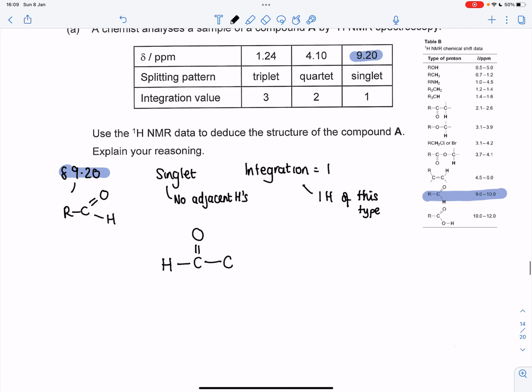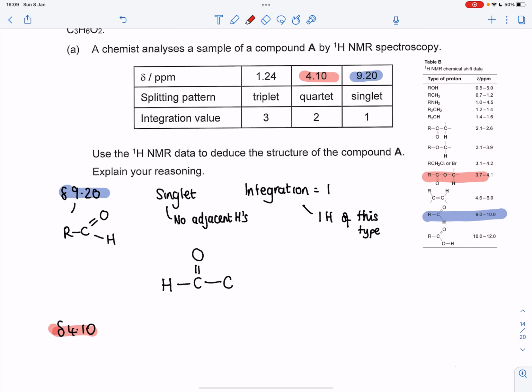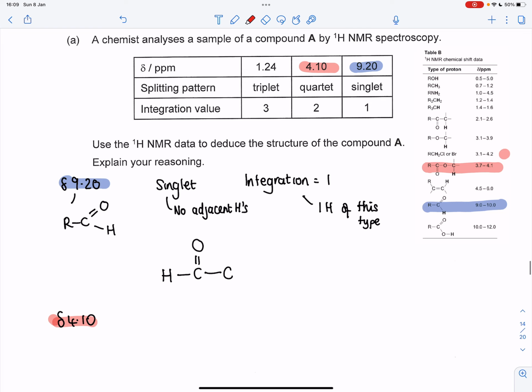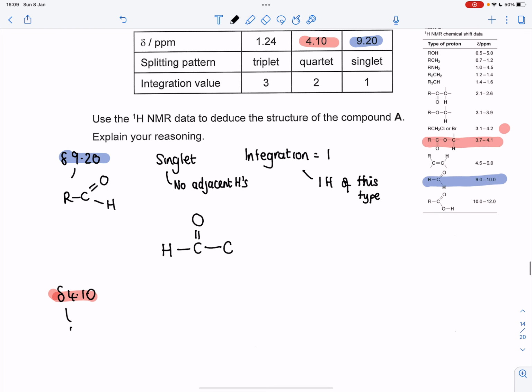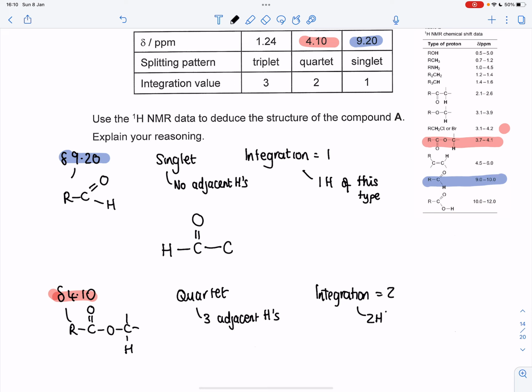Okay, then my next peak, let's go for a different colour, something like red. I'll say delta 4.10, so we can go to our data sheet. We know that our structure has 2 oxygens in it and no chlorines or bromines, so we're going to go for this one, because 4.10 falls into both of these 2 peaks, but we don't have a chlorine or a bromine. So we're going to say it's of the type RC double bond OCH. It's a quartet, so using the n+1 rule, 3 adjacent H's. So on the next door carbon, there's 3. And the integration is 2, so 2 H's of this type.